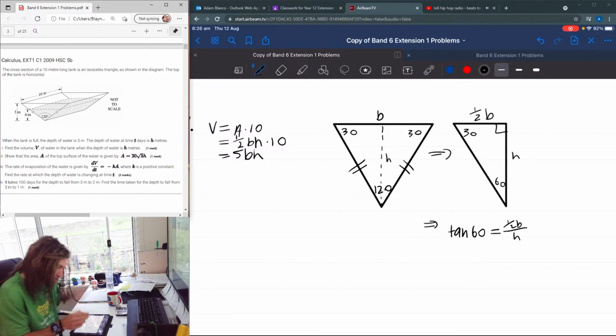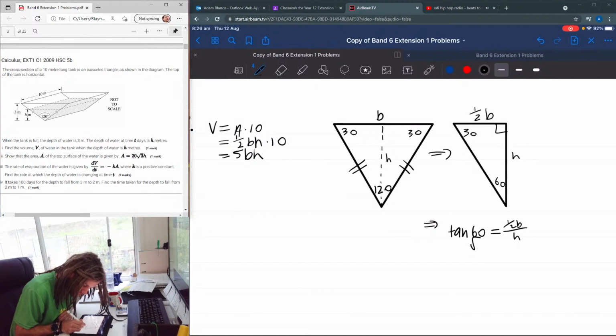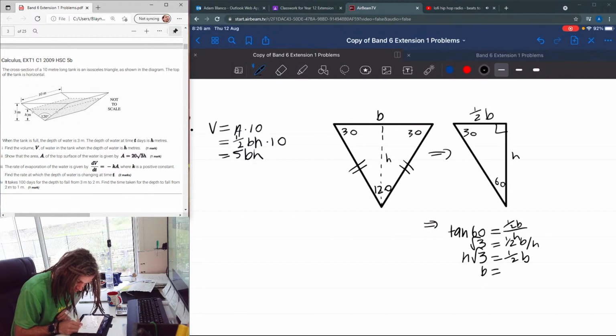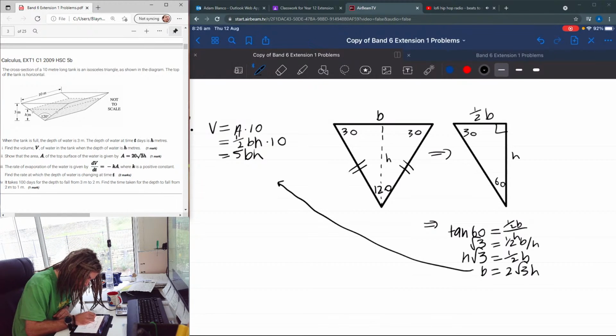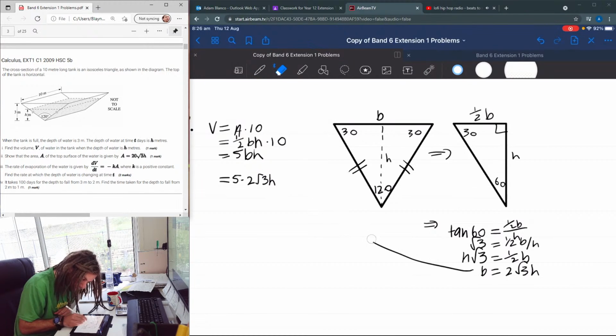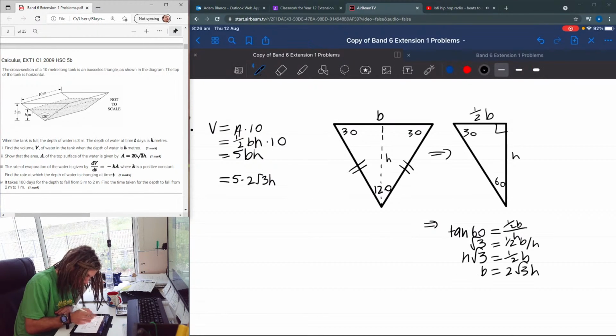Root 3, I knew that. So that's root 3 equals half B on h. So that's h root 3 equals half B. So then B equals 2 root 3 h. So bringing that up here, that's going to be 5 times 2 root 3 h. Let me get rid of that.